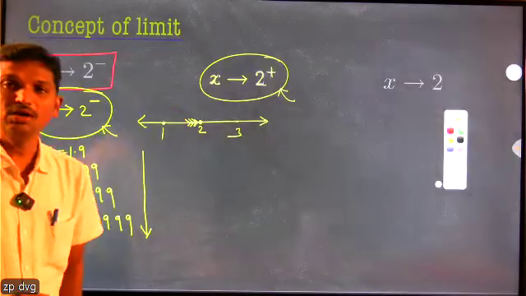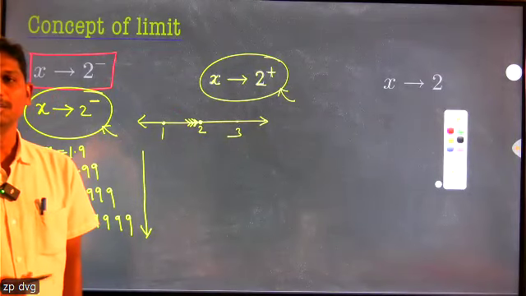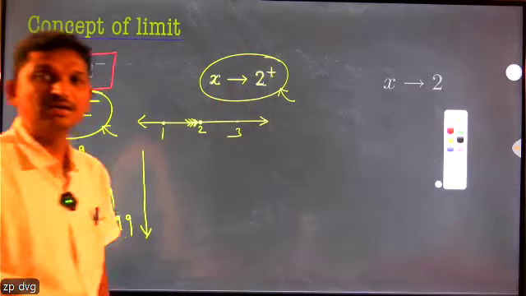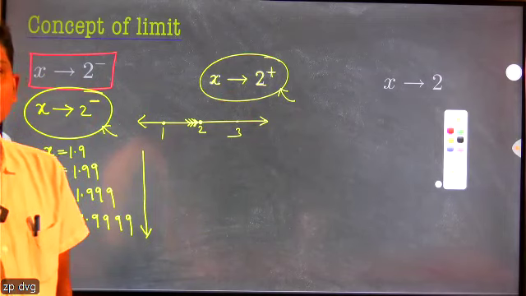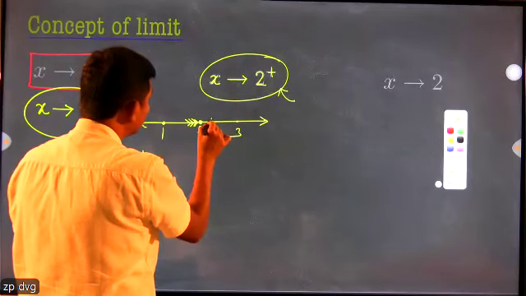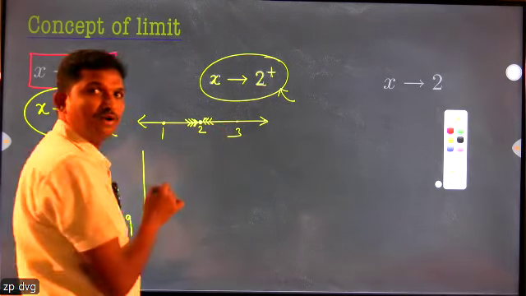It means that all x values are greater than 2, very near to 2, but not 2, right? So, x approaches 2 from the right means all x values are greater than 2, very near to 2, but not 2. For example, you take these values, very near to 2, not even 2.5, right?